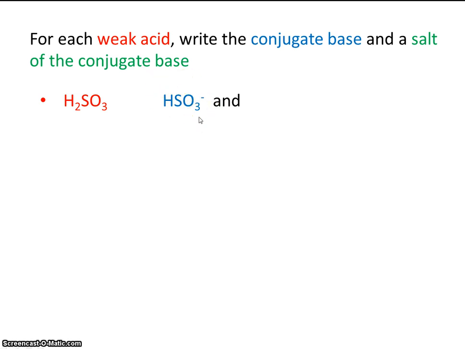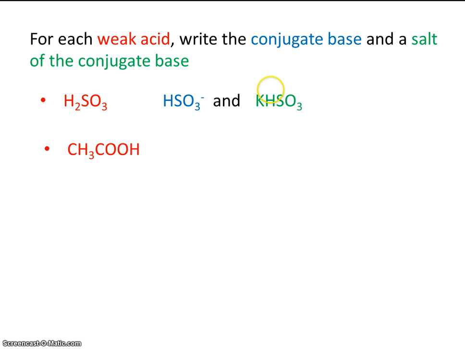So now let's pick a salt of the conjugate base. You can pick any metal you'd like. I chose potassium. So this is KHSO3. This is the weak acid. This is the conjugate base. This is the salt of the conjugate base.